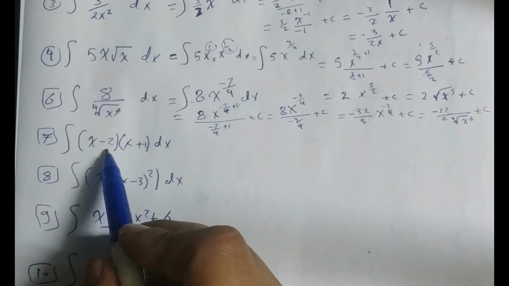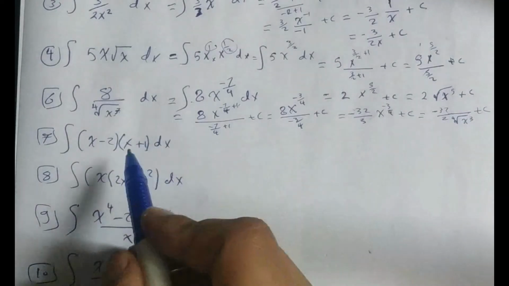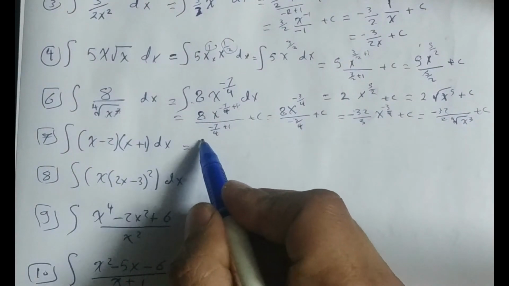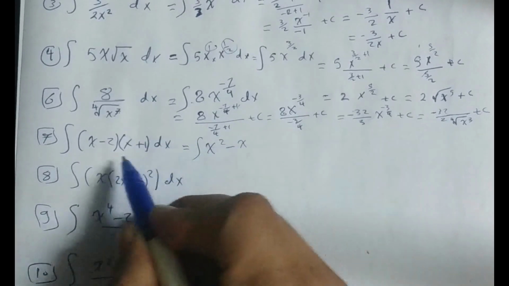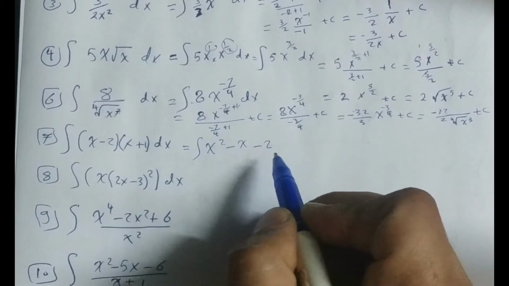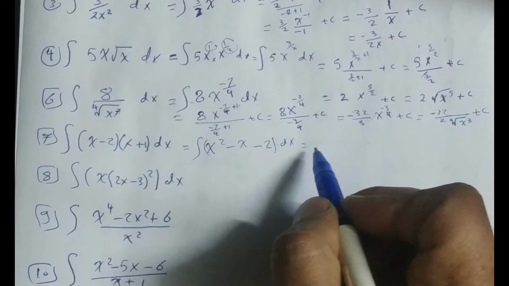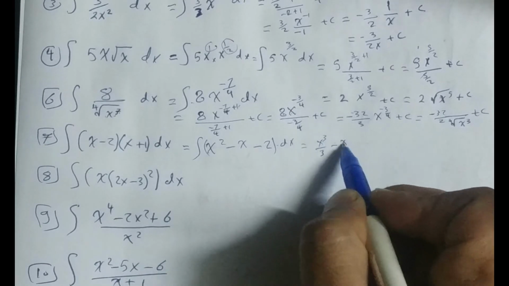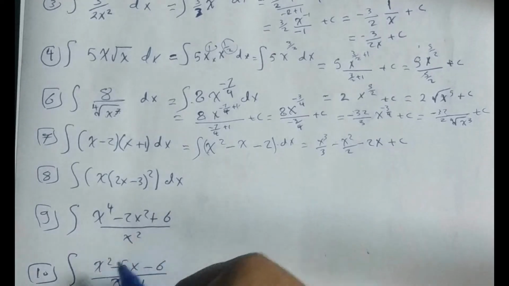This example is a product of two functions. We don't have a rule for the product of two functions in integration, so at the beginning we must multiply them and expand the expression. This will be x squared minus 2x plus x, it will be minus x, minus 2, dx. By integration in the easy way, x^3 over 3 minus x^2 over 2 minus 2x over 1, of course plus constant.